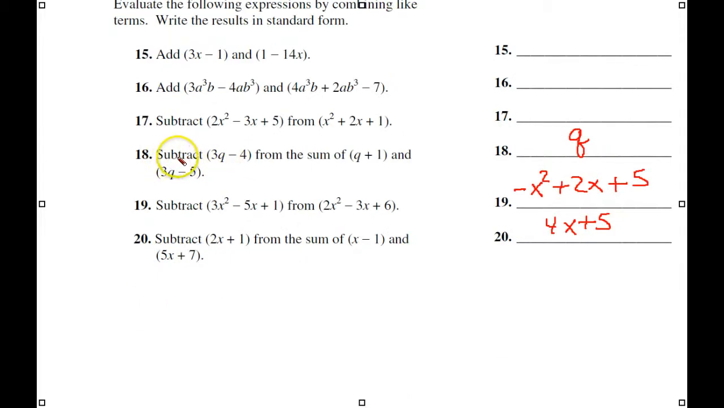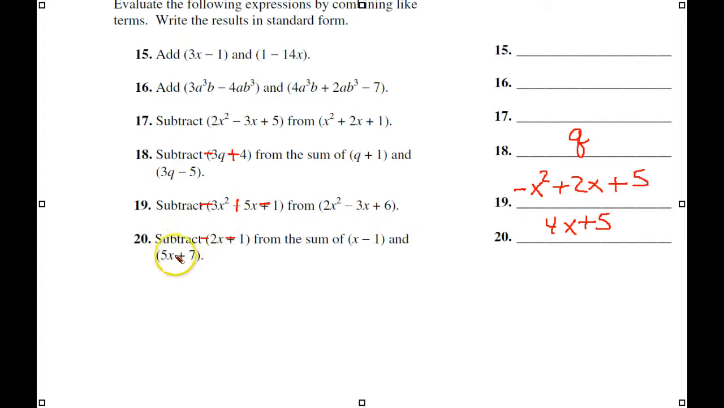Now for number 18, the same technique. It says subtract. So change this sign, and these are okay. You're just adding up like terms. And here again, subtract, change this sign, change this sign, change this sign, and add like terms. Again, we're changing this one and changing this one.